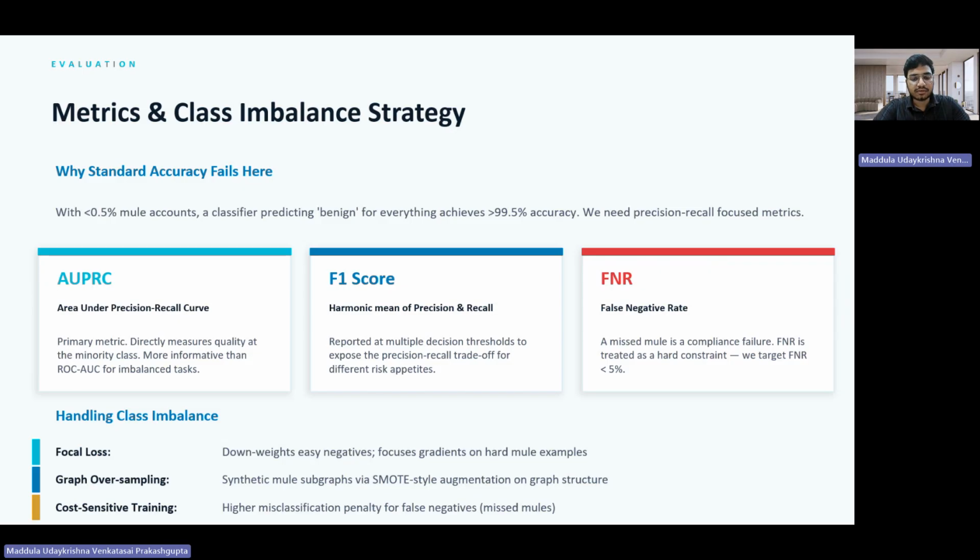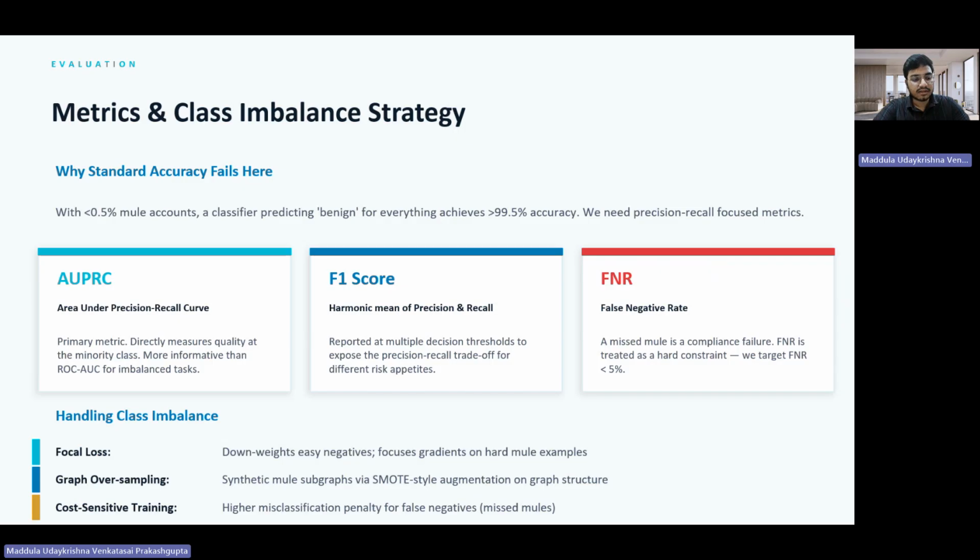And the second metric is F1 score. It is the harmonic mean of precision and recall. It is reported at multiple decision thresholds to expose the precision-recall trade-off for different risk appetites. And the third one is false negative rate. A false negative means the predicted label is negative and the actual label is positive. That means the chances of failing to detect a mule account. A missed mule is a compliance failure. False negative rate is treated as a hard constraint. We treat FNR as less than 5%.